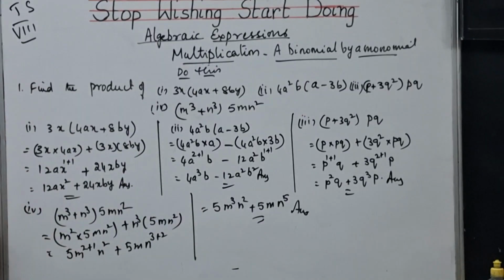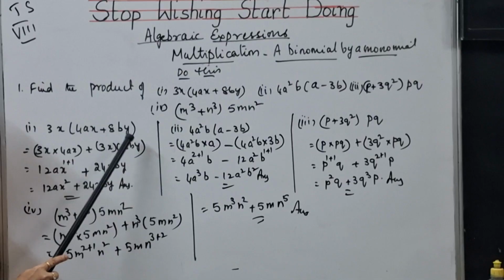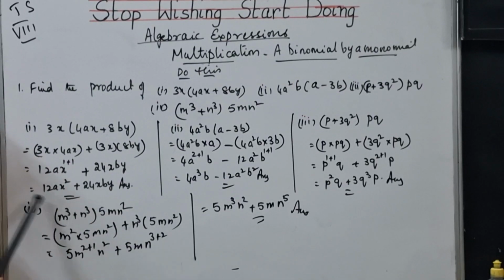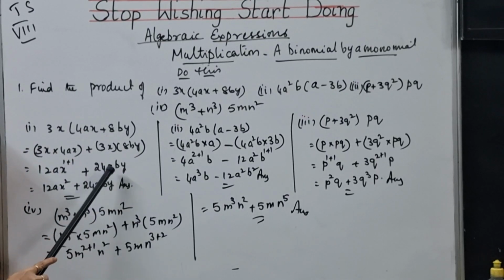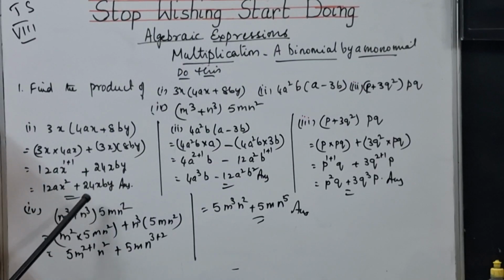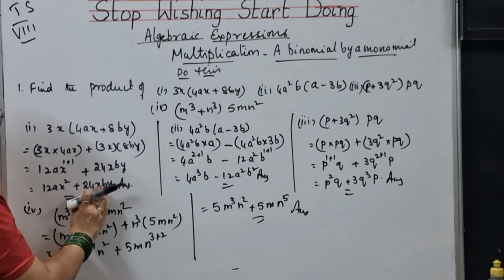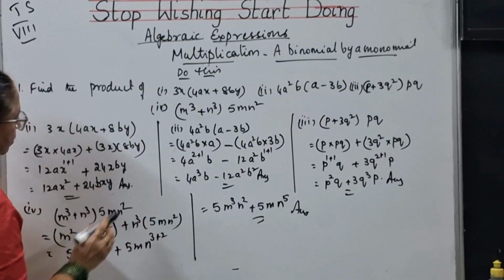3x into 4ax plus 8by. So 3x into 4ax plus 3x into 8by. So signs are same, so no need to worry about it. Now numbers: 3 4s are 12, ax to the power of 1 plus 1. 3 8s are 24, xby. No same bases are there. So 12ax square plus 24xby, or you can even write it as bxy. You can even write it as bxy.